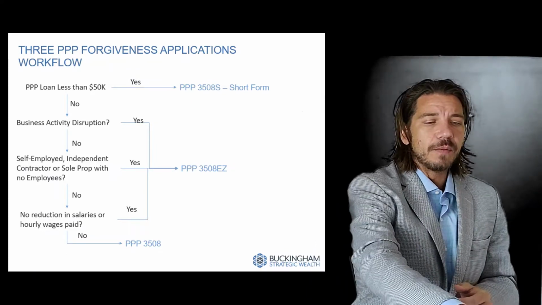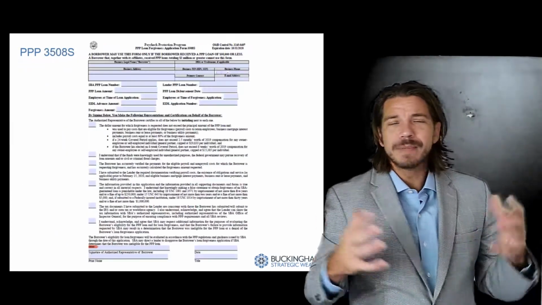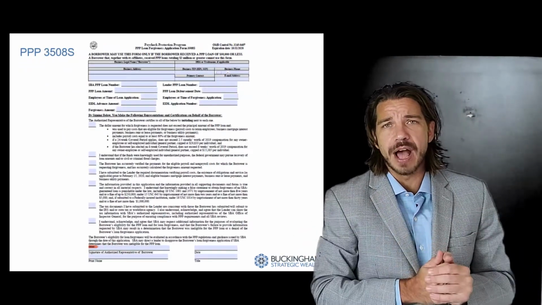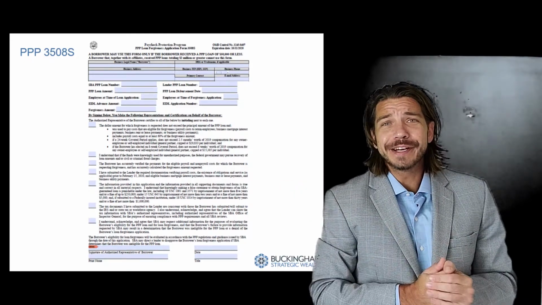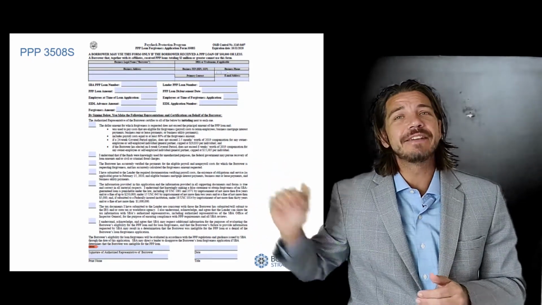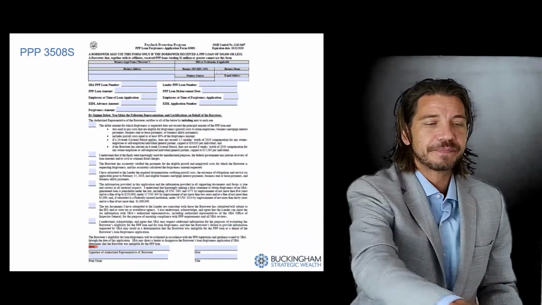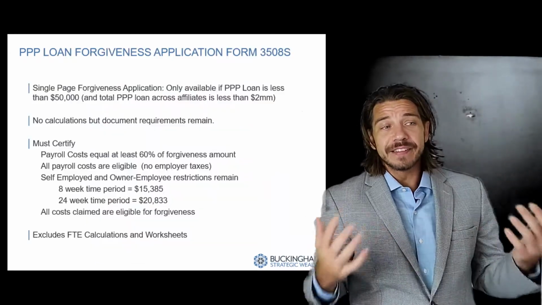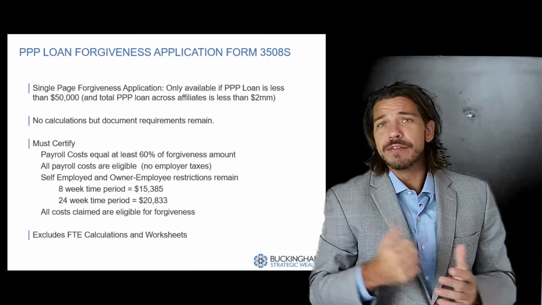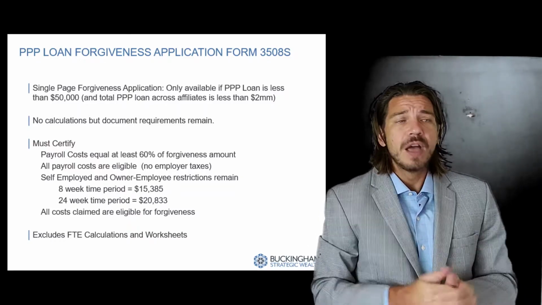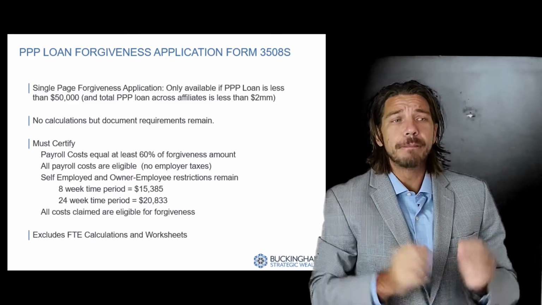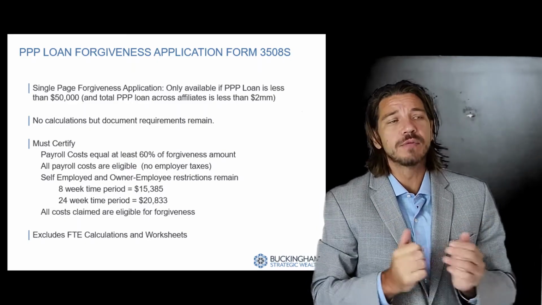So let's talk about what each one of these forms entail. So here's a quick snapshot of the 3508S form. Most important thing to note here, you don't have to put in any financial information whatsoever. So it is a single-page forgiveness application available if you're $50,000 or under in your loan amount. No calculations are required, but the documentation remains.